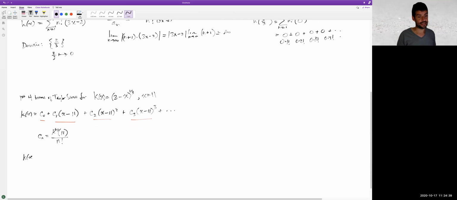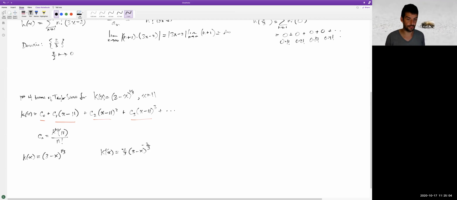So let's just write down several of our derivatives. So our function is 3 minus x to the 1/3. Let's do it horizontally. I always do this vertically, but I don't quite know why. k prime of x, well, I get 1/3 times 3 minus x to the negative 2/3. But then I have a chain rule. I got to multiply by -1, so I get a negative right here.